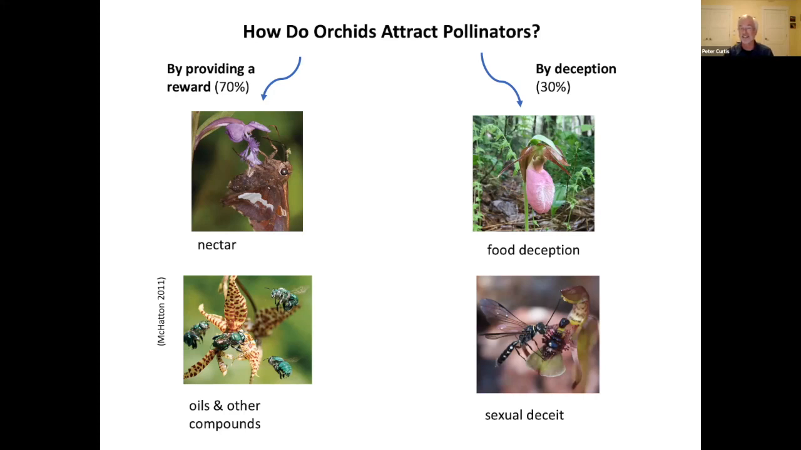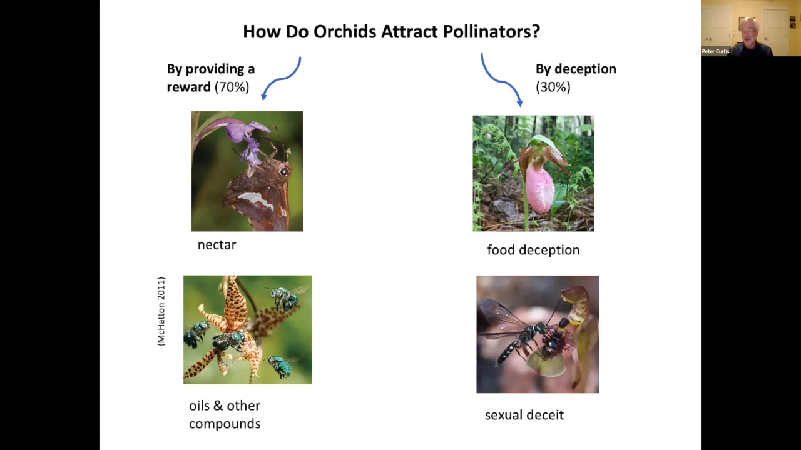They rely on deception to attract pollinators. And in the case of slipper orchids, this is food deception. So a visiting bee or fly would expect to find nectar based on the color and nectar guides. But when they arrive there, they find nothing. And there's no harvestable pollen either. So this is referred to as food deception.